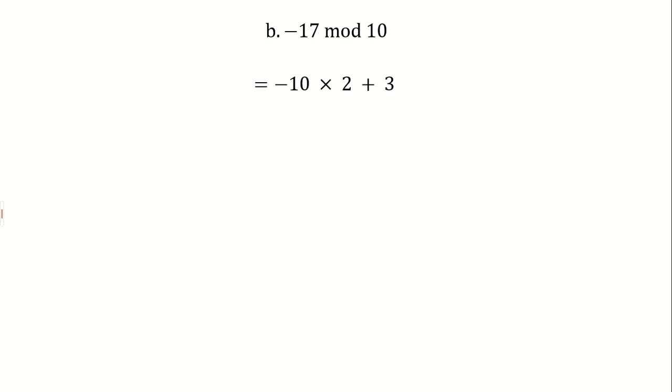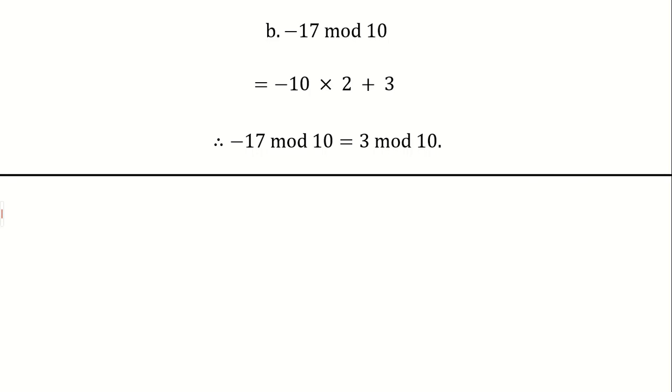So that 3 added to give you the minus 17 back becomes the path to the answer. So that becomes 3 mod 10. Okay, so the last part of the question says minus 75 mod 7.